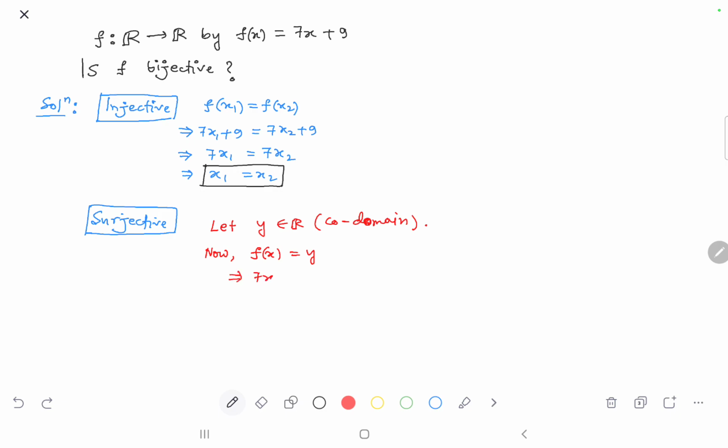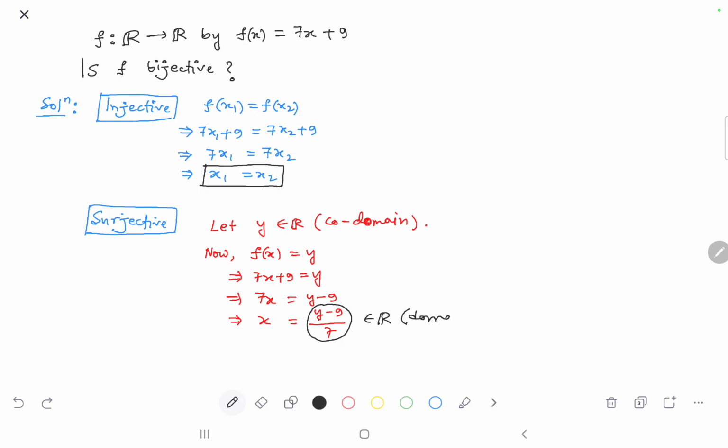So 7x plus 9 equals y. Then what do we get? 7x equals y minus 9, so x equals (y minus 9) over 7. Now check, is it a real number? Yes, y is a real number, 9 is a real number, divided by 7 is a real number. So it is inside the domain.